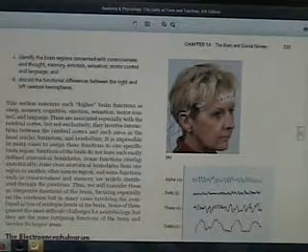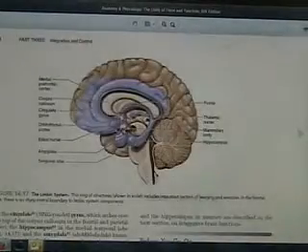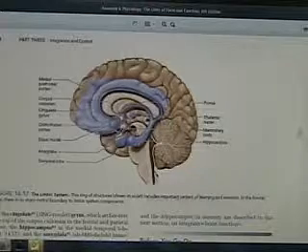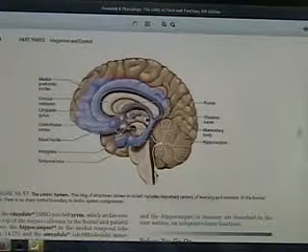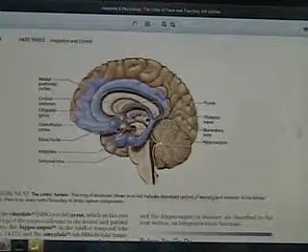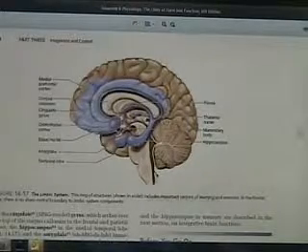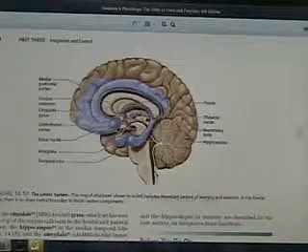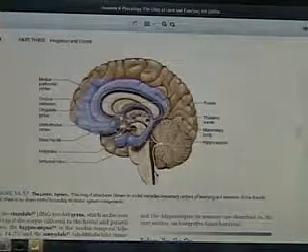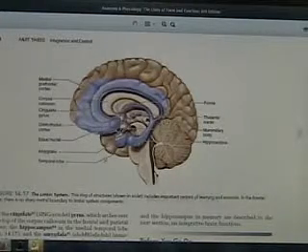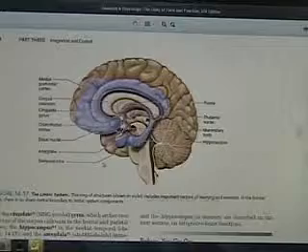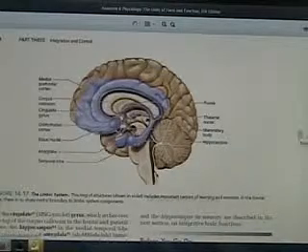Here's another picture of the limbic system, or your emotions. Okay. Here's the corpus callosum here, that connects the left and the right. But all around the corpus callosum, what do you see? All that purple stuff deals with emotion.